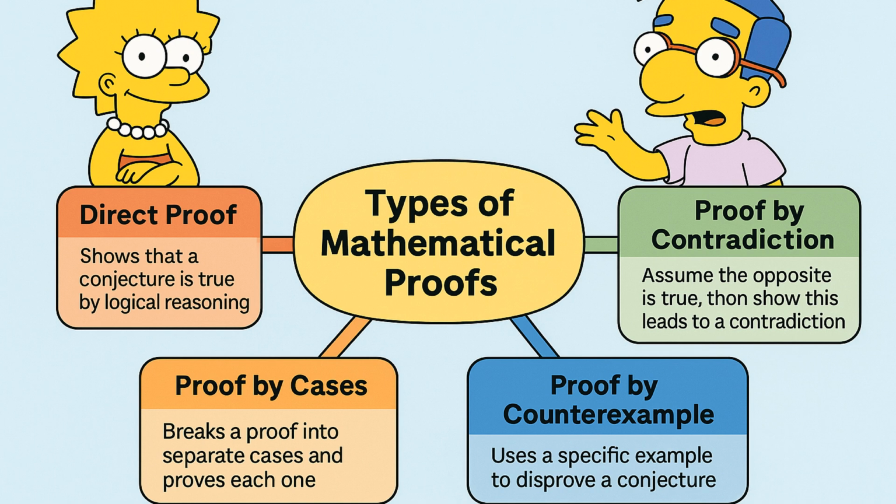Proof by contradiction. In this case, to prove that something is true, you must first assume the opposite, so it should be false, and with that, try to prove that it is false. Example: prove that there do not exist two integers a and b for which it is true that 5a plus 10b equals 1. Assuming the opposite.